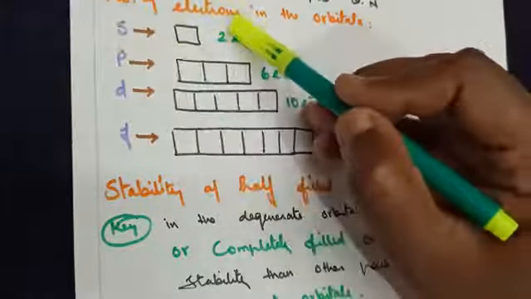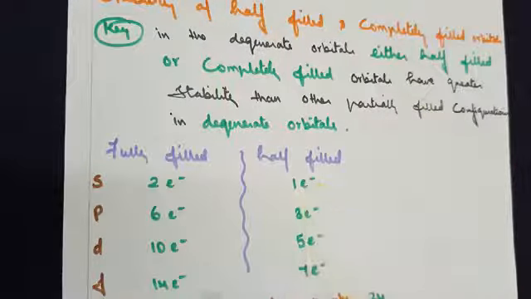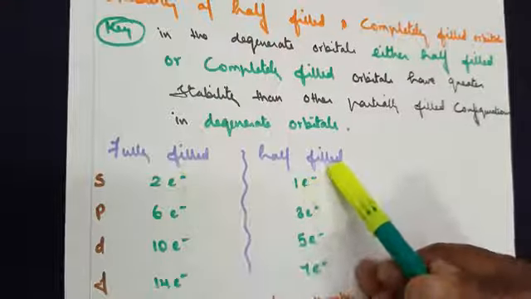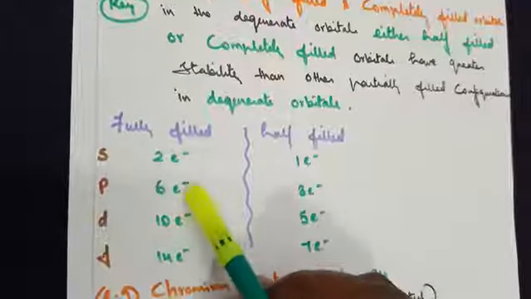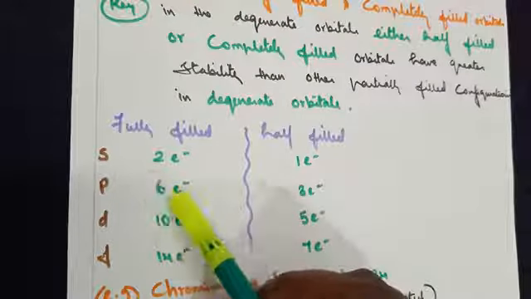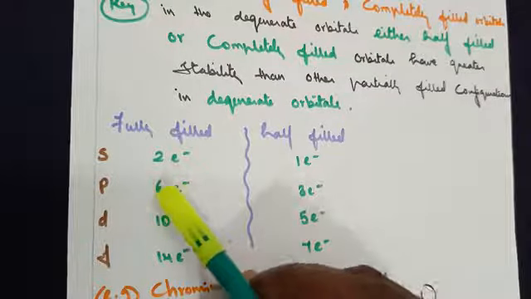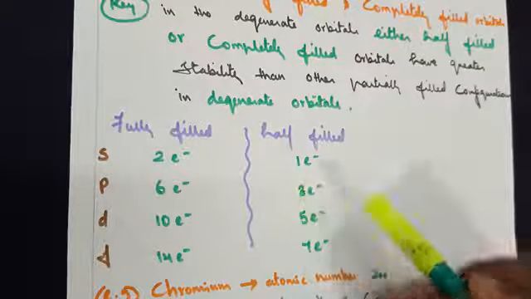S orbital means the maximum is 2 electrons. Half of 2 will be 1 electron. So if you find either 2 electrons or a half filled 1 electron, it attains stability. In terms of p orbital, the maximum is 6. Half of 6 is 3. So if the numbers are either 6 or 3, you can say they are stable.